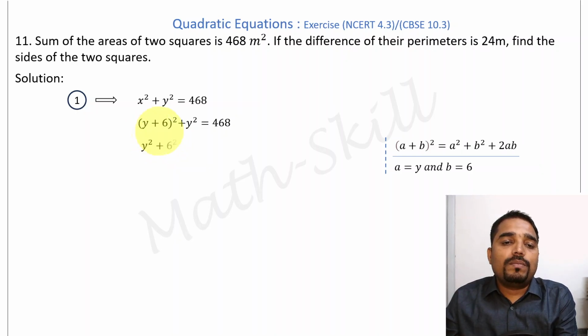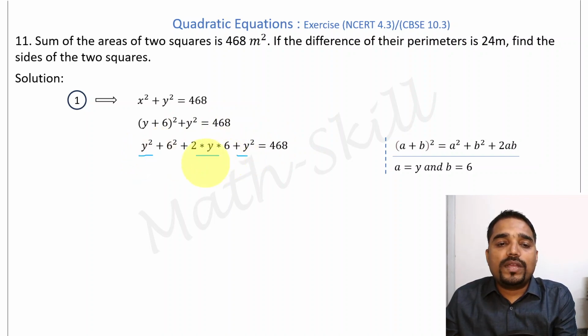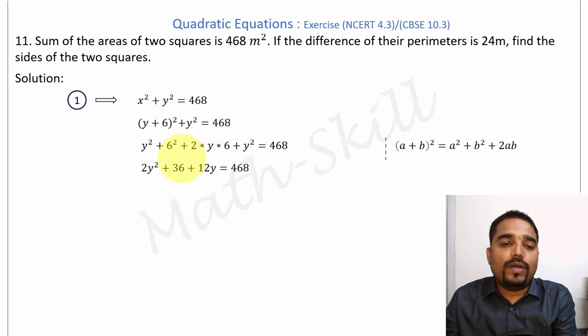That is, y plus 6 whole square is replaced by y square plus 6 square. That is, a square plus b square plus 2 into y into 6. That is the 2ab term, plus y square is equal to 468 as it is. Now we see that y square and y square, we have 2 terms. So 2y square plus 2 sixes are 12y plus 6 square is 36 is equal to 468.